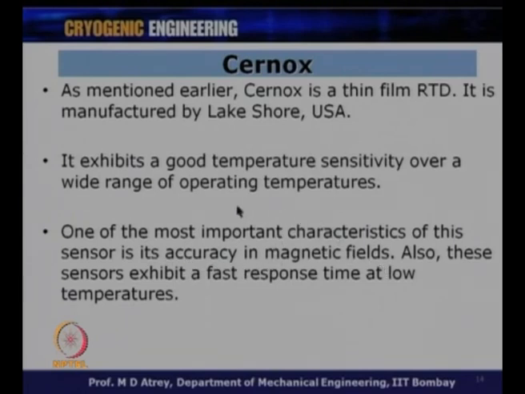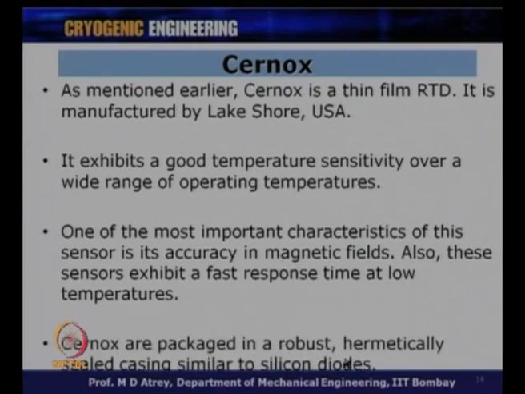Now, this is a very important characteristic, and as I said, most of the cryogenic experiments, cryogenic measurements are done in a magnetic field environment. For example, if you're working with MRI, NMR, you have a magnet, many times a superconducting magnet, where you want to do temperature measurements, and therefore, your sensors will always be in some magnetic field. And therefore, for accurate temperature measurement, Cernox is a good solution. Also, these sensors exhibit a fast response time at low temperature. Alright, so Cernox is always preferred at low temperatures when the magnetic field environment is prevalent.